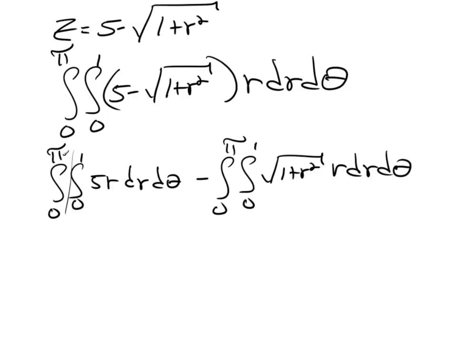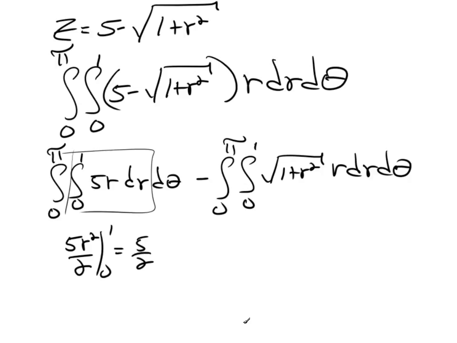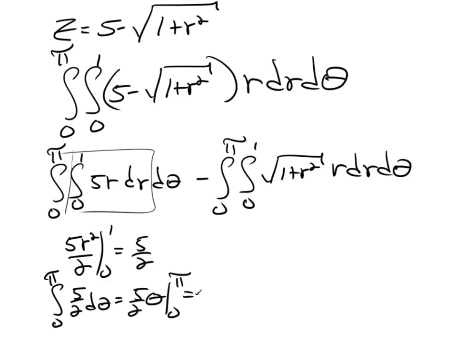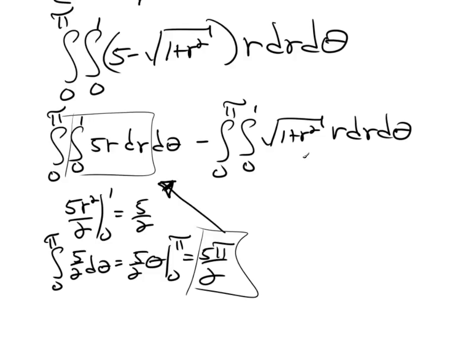So let's work with this integral first. This is going to be 5r squared over 2 from 0 to 1, which is just 5 halves. And then I've got the integral from 0 to pi of 5 halves d theta, which would be 5 halves theta from 0 to pi, which is 5 pi over 2. So this is the contribution for this first piece. And I need to subtract from it the contribution from the second piece.